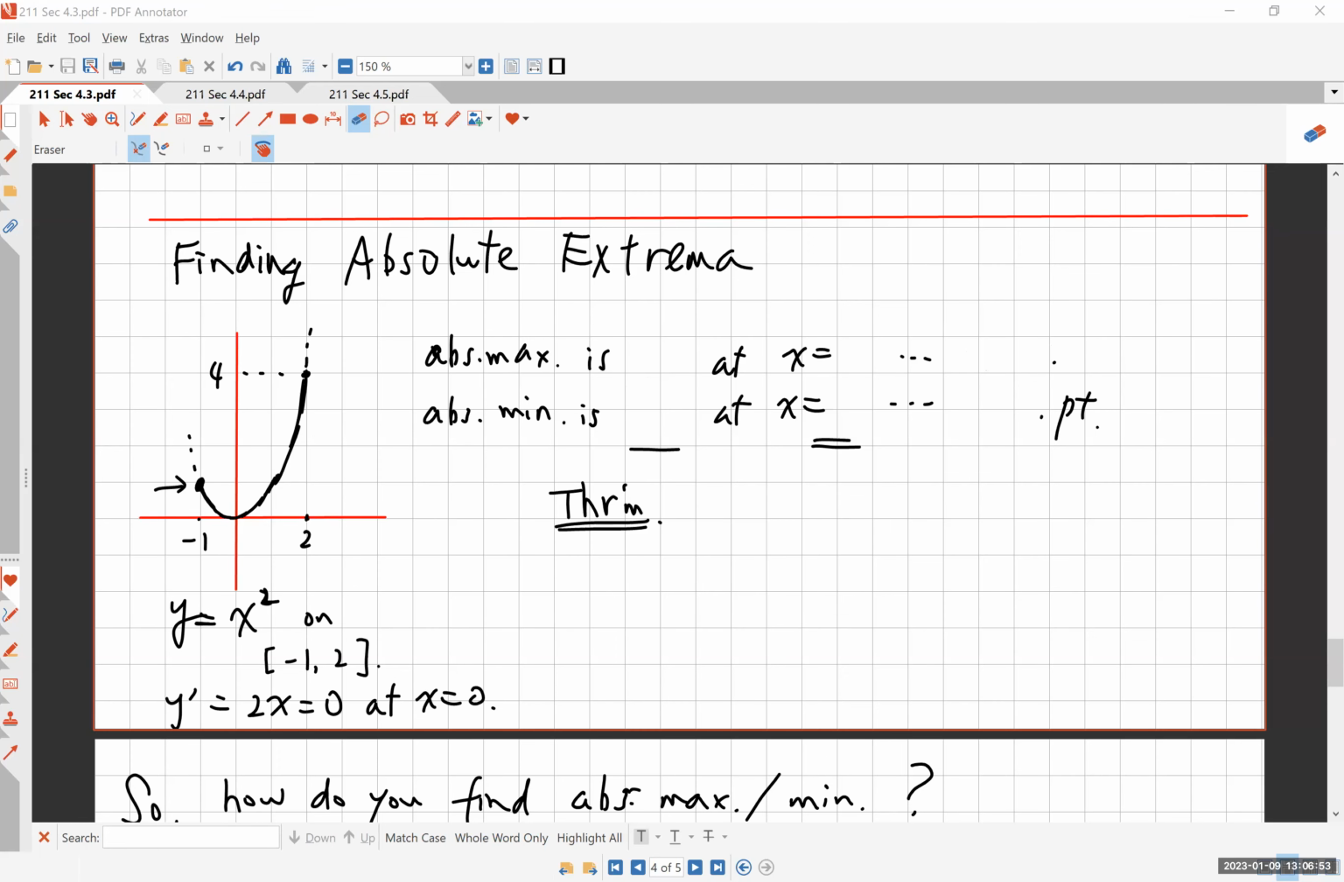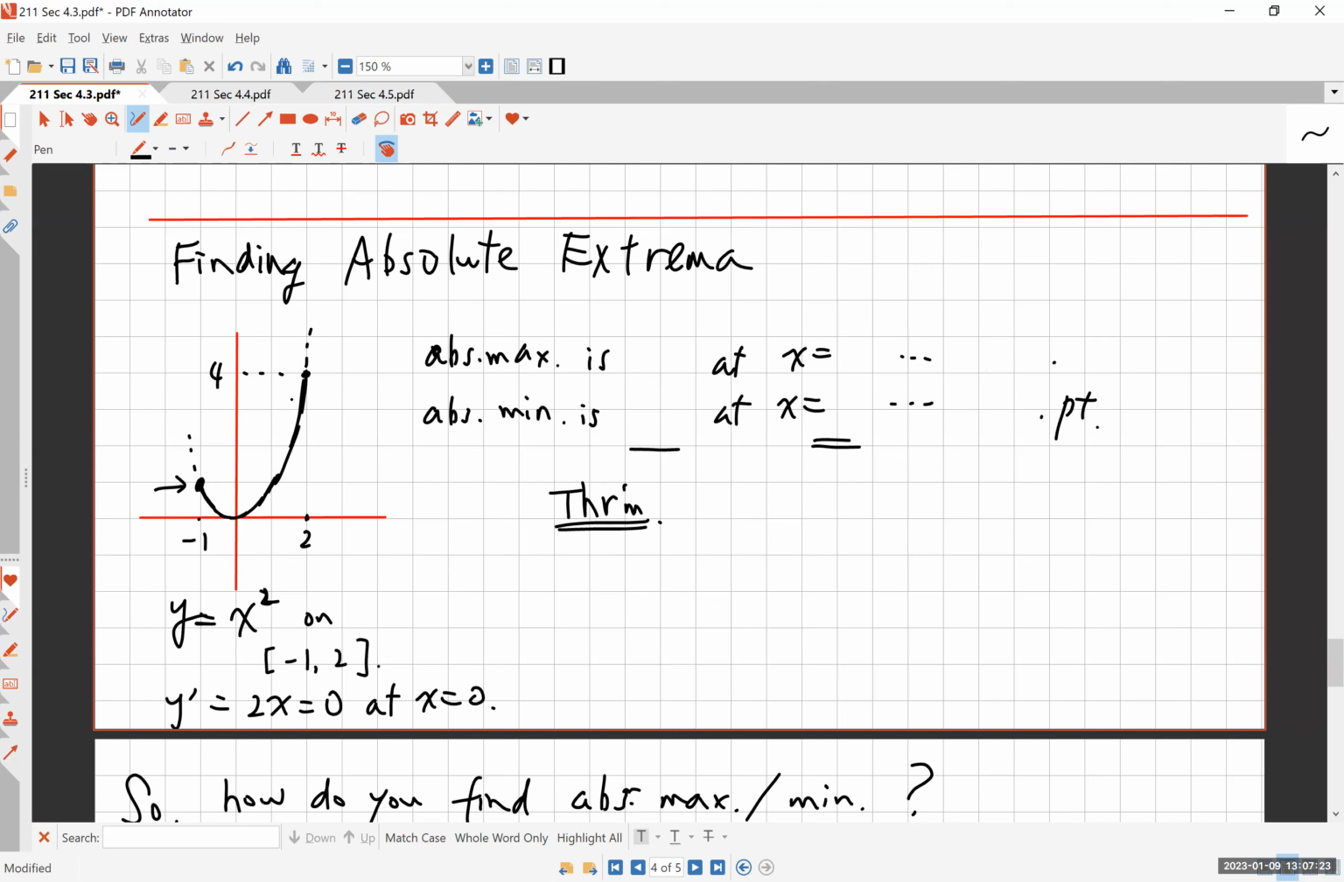All right, so part 3 of section 4.3 has to do with finding absolute maxima and minima, together called absolute extrema. As an example, I want you to look at this function: y is equal to x squared. This is your basic parabola, except the domain has been restricted to the closed interval from -1 to 2. So it's this part of the parabola.